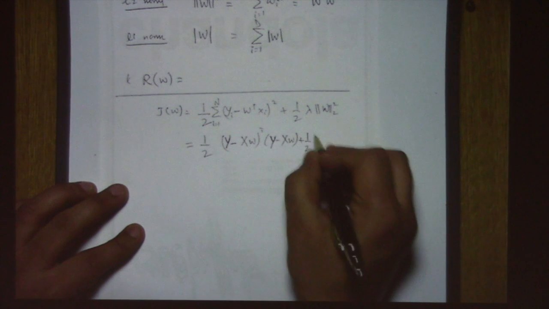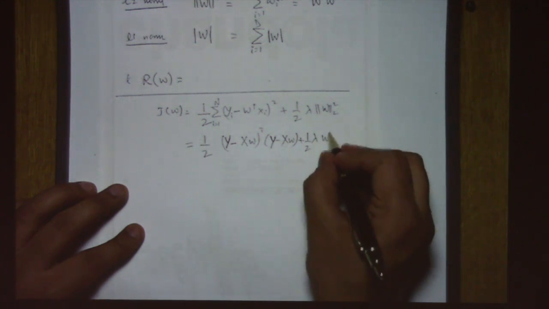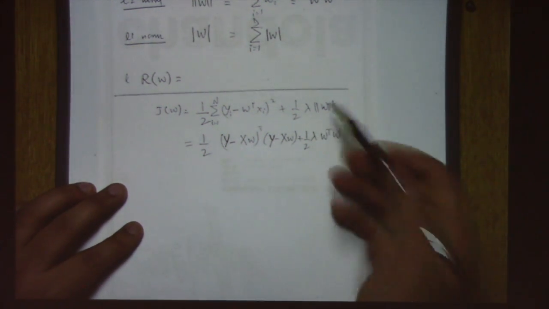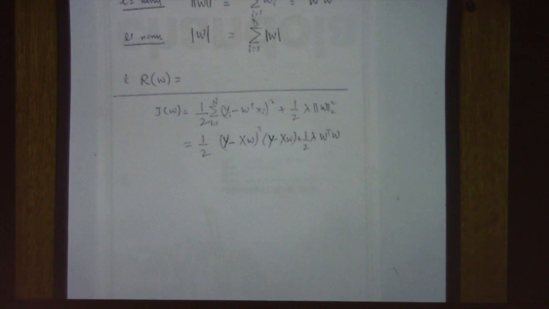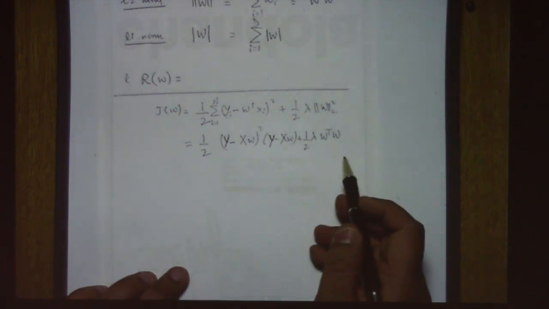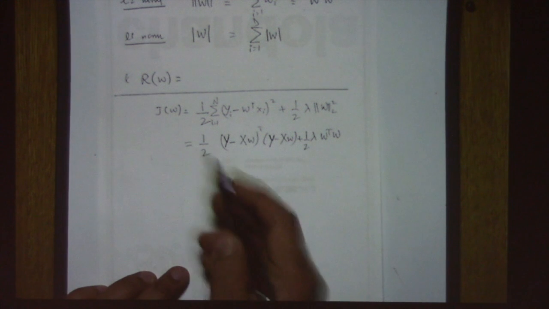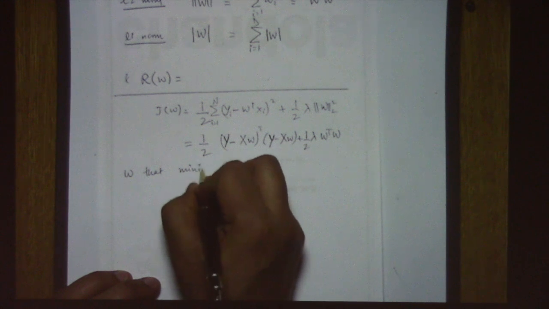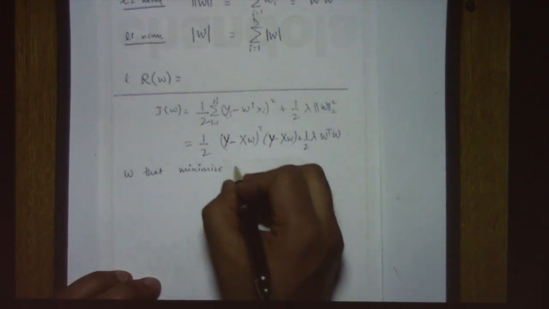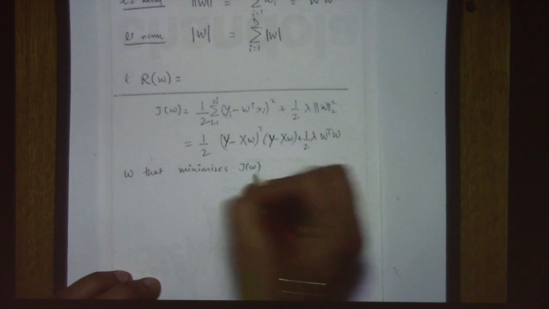Plus half lambda, and then let's write this as W transpose W. That way we don't have to worry about what normalization that is, right? So this is our basic equation. Now we have to find W that minimizes J(W). So the approach is standard.